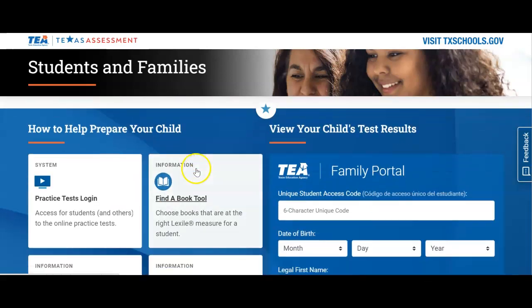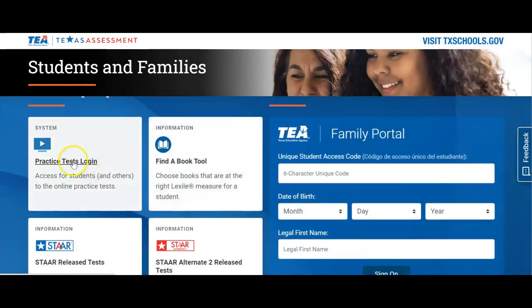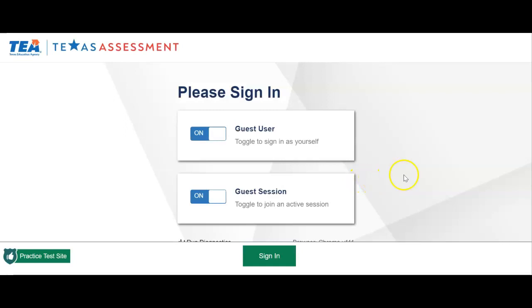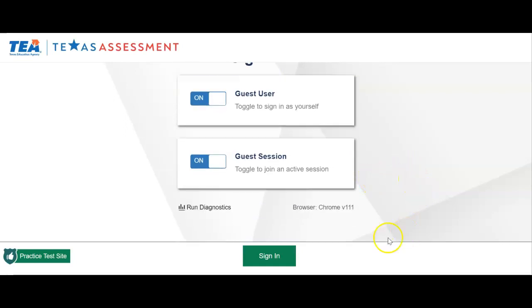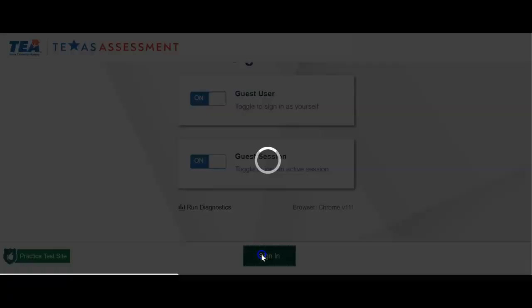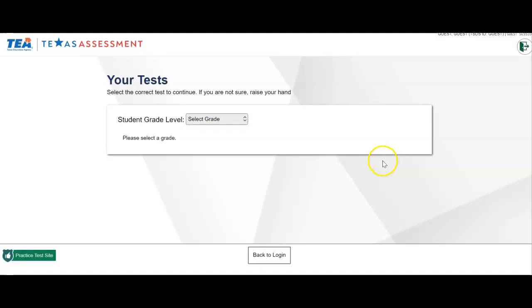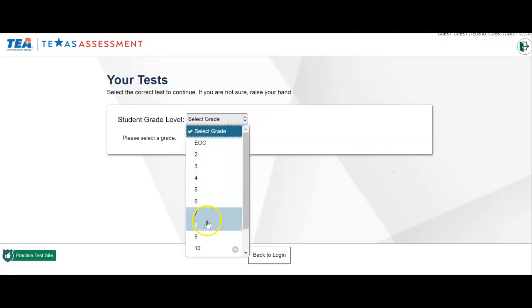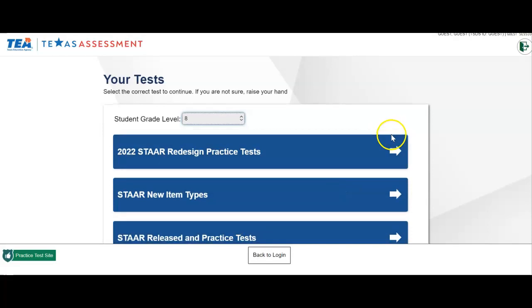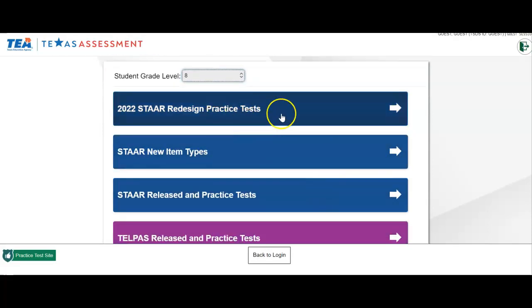Then you would scroll down and go to the practice test login. You would just do it as a guest, so there's nothing needed here. So you just click sign in. You select 8th grade, and then you can do this right here, practice the STAAR redesign practice test, new items, STAAR released and practice test.